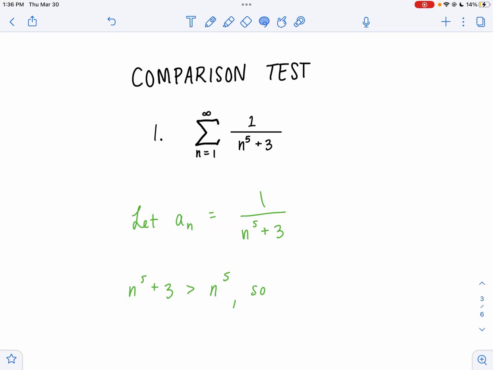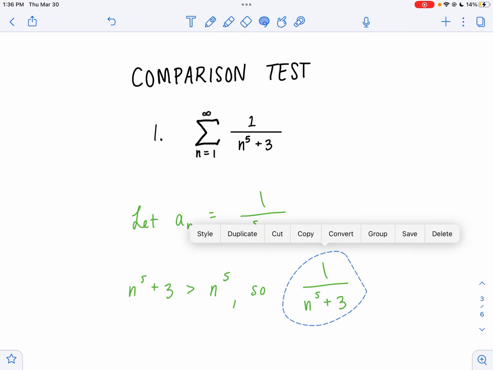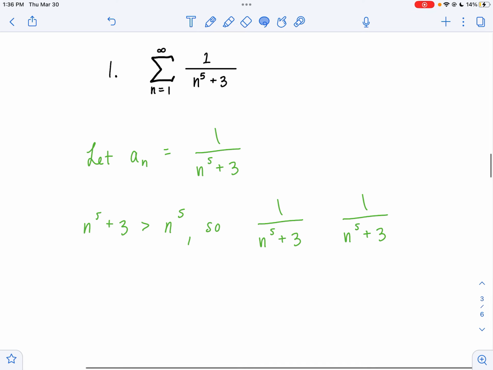And this implies that this fraction right here has to be less than just the fraction 1 over n to the fifth, right? This inequality shifts as we look at each side, right? If we turn them into fractions, then, for example, 1/3 would be less than 1/2, right? So we end up with this inequality that tells us that what we started with, this a sub n, is less than 1 over n to the fifth, something that we just figured out with our inequality, right?